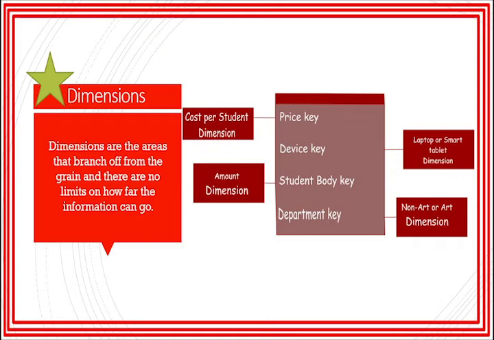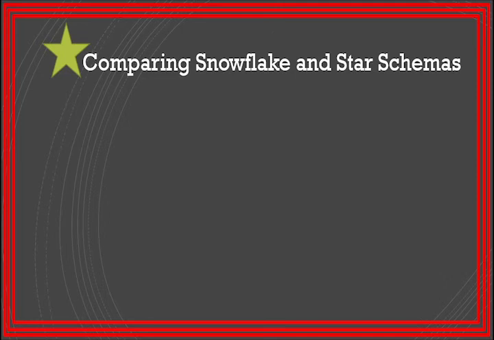Dimensions are the areas that branch off from the grain, and there are no limitations on how far the information can go. Information that supports the process. For example, Young Universities should look for price, cost per student, device, laptop or smart tablet, student body amount, department, non-art or art.